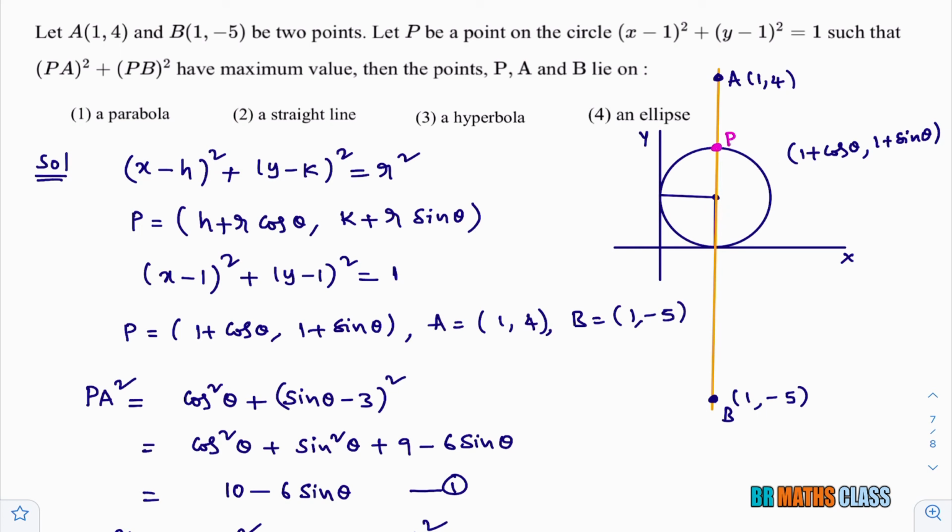Now you observe what they are asking in the question: the points PAB lie on. You see here the points P, A, B, all these 3 points lie on the straight line x equal to 1. So these 3 points lie on a straight line. So which option is the right option? The second option is the right option. I hope you understand this solution.